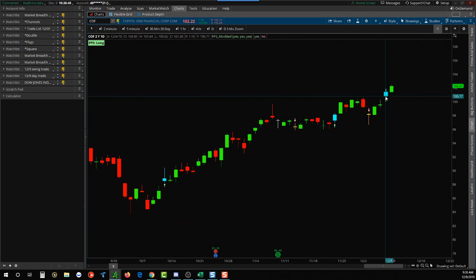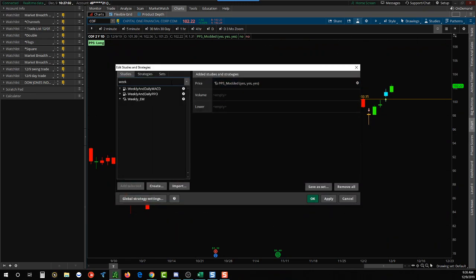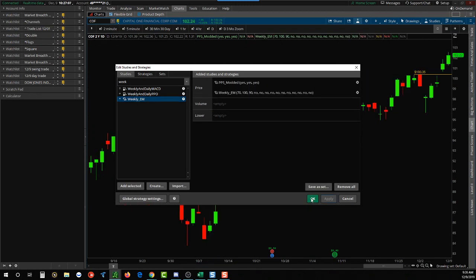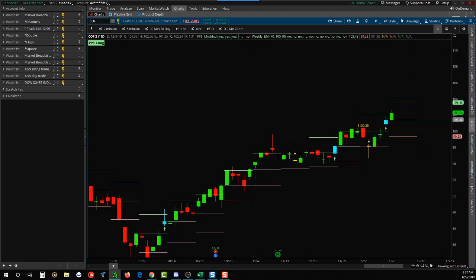You can see that the signal that we got was from yesterday's price action. It's exactly what we want to see. We don't want to see the signal on today's price action. 101 and, or excuse me, 99 and a quarter. That's the range for the week.